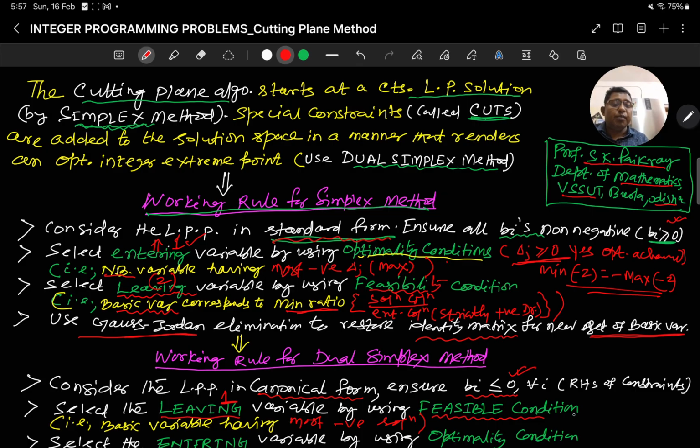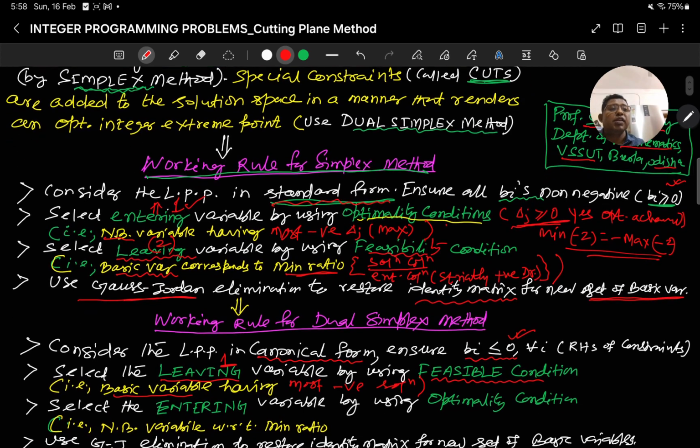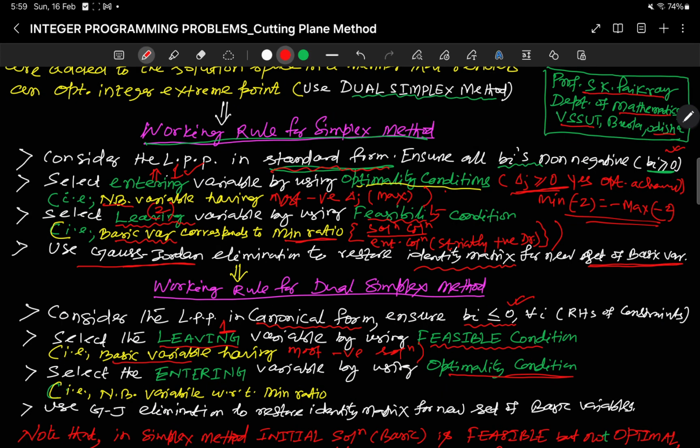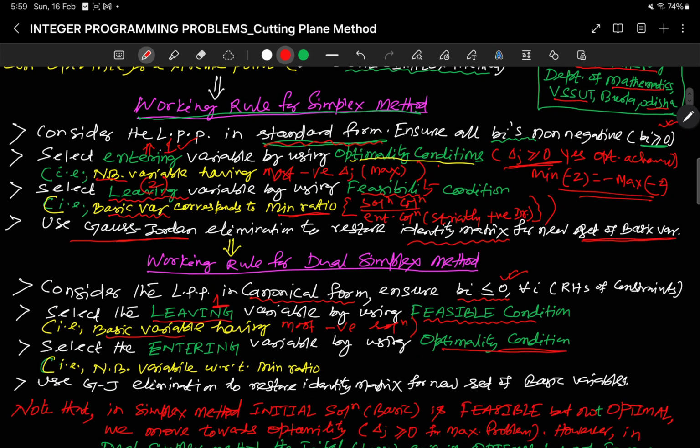Once the leaving variable is selected, we have to enter one variable. The entering variable is now selected by using your optimality condition. So what is that optimality condition? Here the entering variable is the non-basic variable corresponding to the minimum ratio of what?